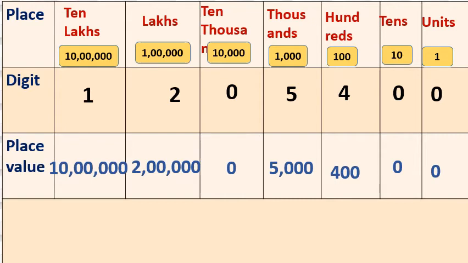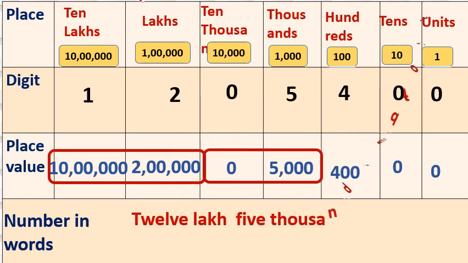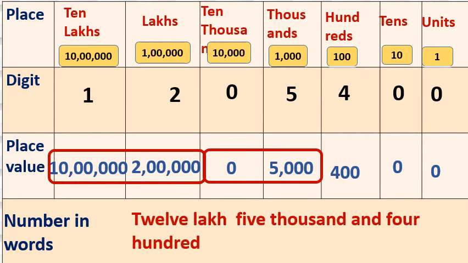Got this? Yes students, and while reading the number we combine the lakhs place and we combine the thousands place. We have done this in the last lecture. Now see here, 10 lakh plus 2 lakh became 12 lakh. Right? And 0 plus 5,000 is equal to 5,000 only. So we will write this number in words: 12 lakh, 5,000 and 400. Isn't it? Because the tens and units places have 0, 0. Got this? We'll move to the next one.